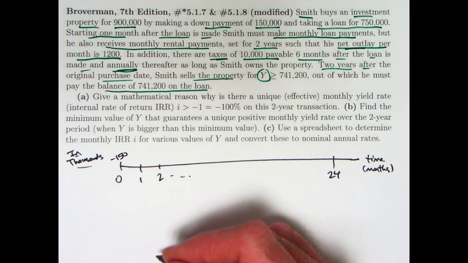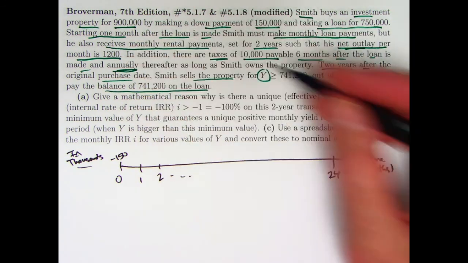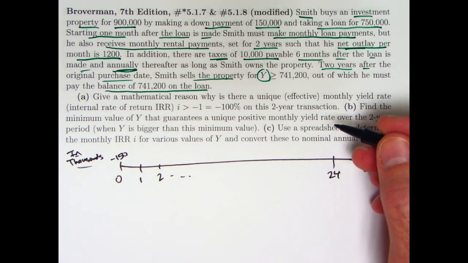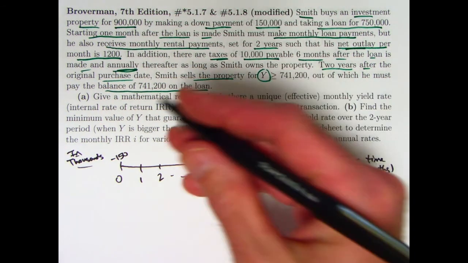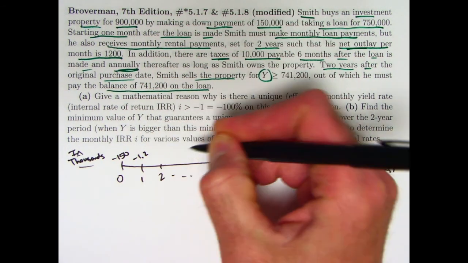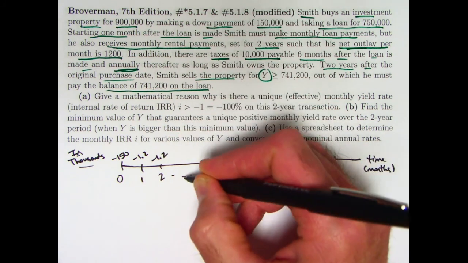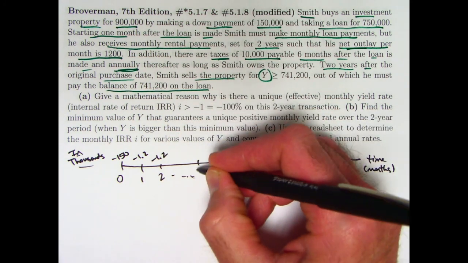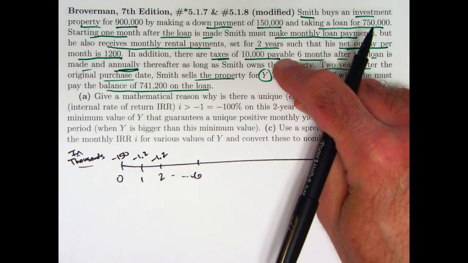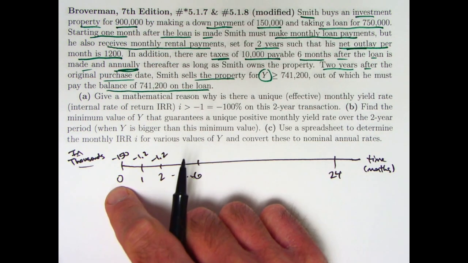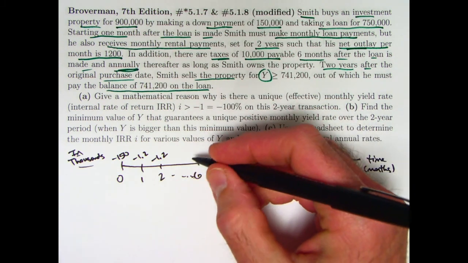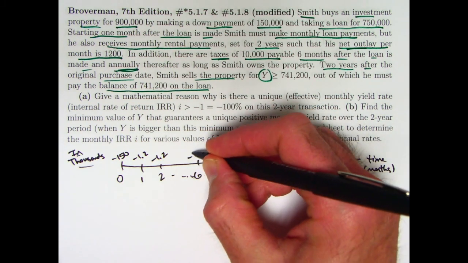At time 1, though, then we have the net outlay of 1,200, 1.2 thousand. But again, that's money going out of Smith's hands. He's got money coming in from the renters, but money going out for the loan payments, which are greater than the rental amounts. So I'm going to put a negative 1.2 here, and a negative 1.2 here, etc. At time 6, however, there's also taxes. 10,000 payable 6 months after the loan amount is made at time 0. 10 plus 1.2 is 11.2. Put a negative 11.2 here.